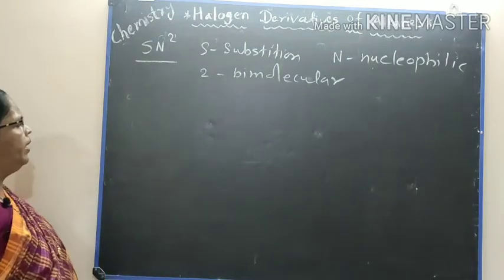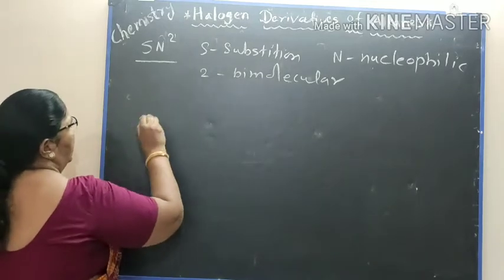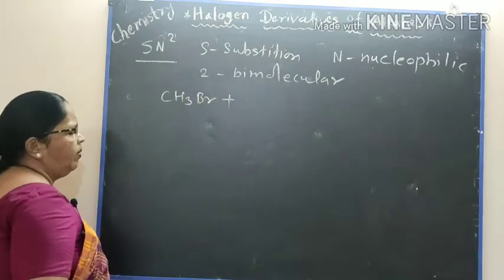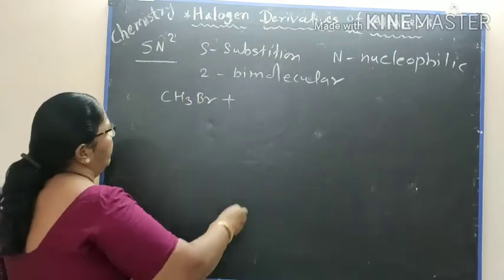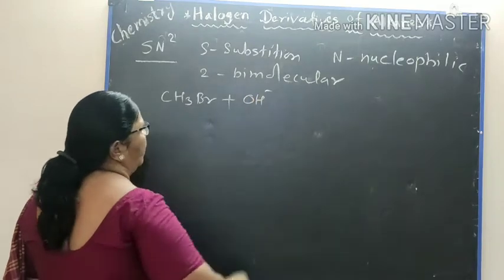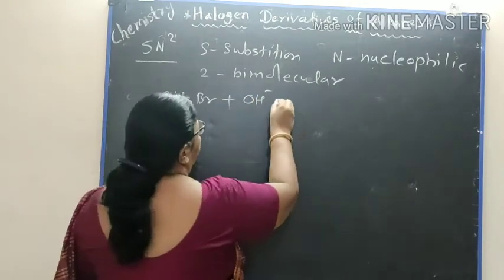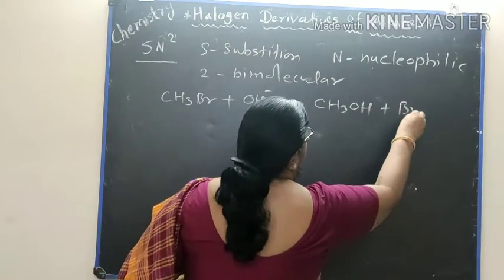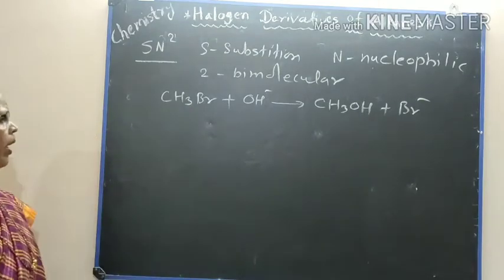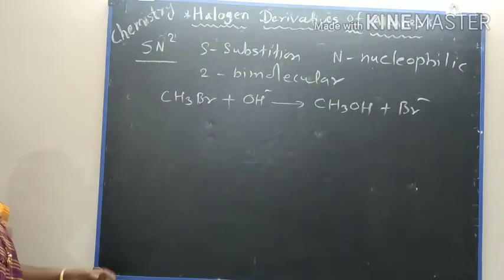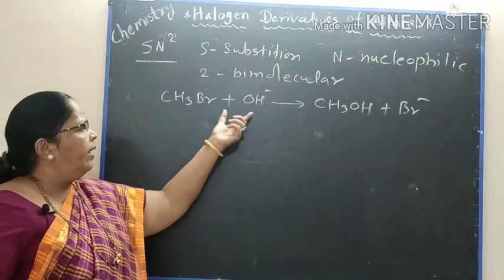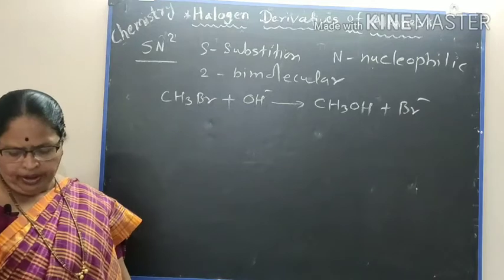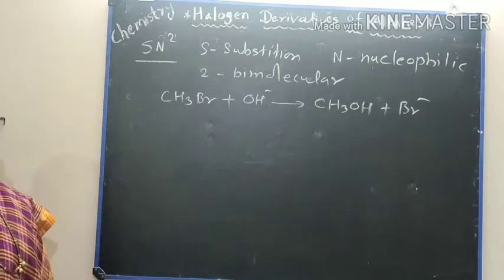Here the example taken is the alkaline hydrolysis of methyl bromide. Methyl bromide reacts with nucleophiles such as OH minus. Mainly it produces CH3OH plus Br minus. When methyl bromide reacts with hydroxyl ions, it gives methyl alcohol.